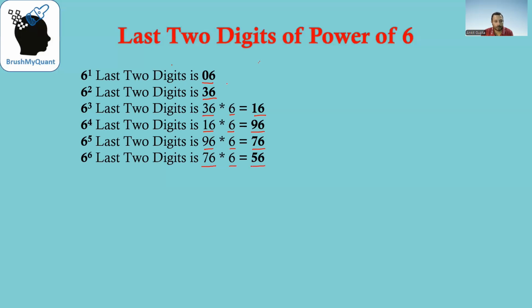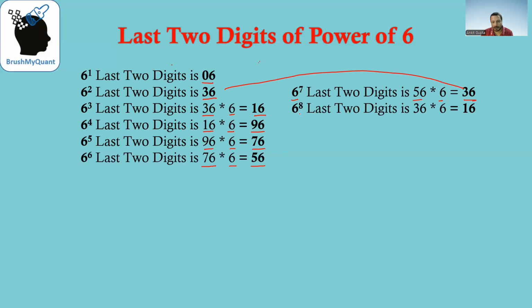So till now we have not found any pattern, right? Like none of the numbers like 6 or 36 are repeating till now. So we'll continue finding the last two digits of powers of 6. So 6 raised to 7, last two digits will be 56 multiplied by 6, which is 36. Now we see that the numbers are repeating. Let's try one more. So 6 raised to 8, last two digits is 36 into 6, which is 16. And it will keep on repeating now.